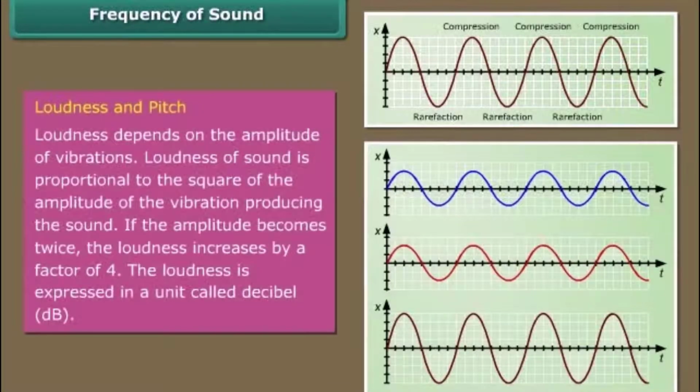Loudness and pitch. Loudness depends on the amplitude of vibrations. Loudness of sound is proportional to the square of the amplitude of the vibration producing the sound. If the amplitude becomes twice, the loudness increases by a factor of 4. The loudness is expressed in a unit called decibel, dB.